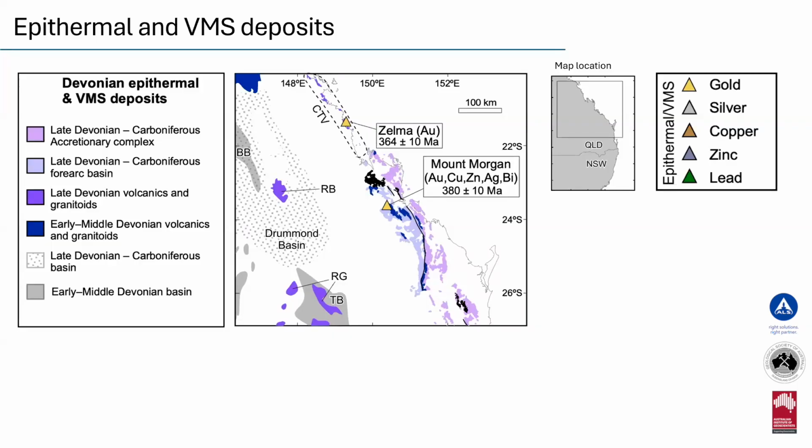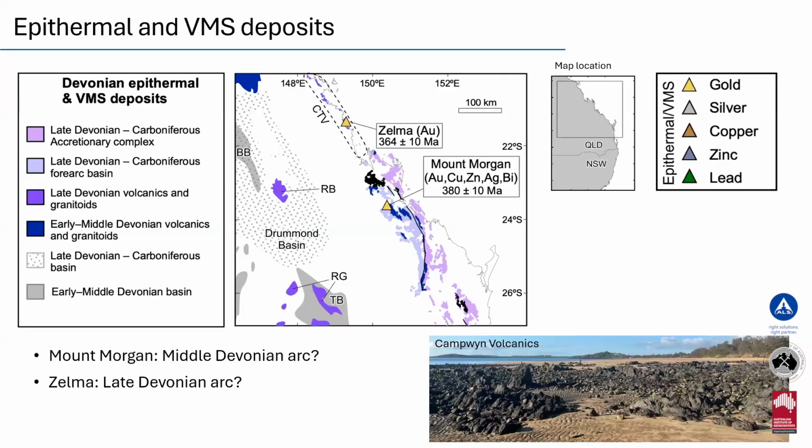Mount Morgan, a very important mineral deposit, a reasonably large one, and the oldest one in the New England Orogen. So possibly linked to this middle Devonian arc that Igor is working on. We can see this Calliope arc here in blue. So that's Mount Morgan.